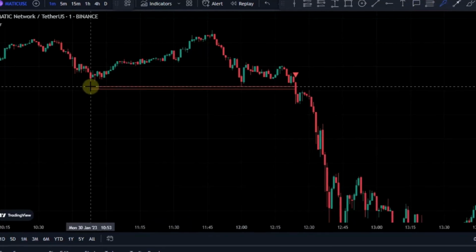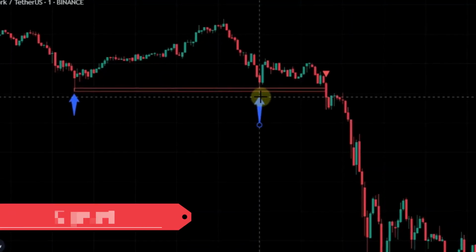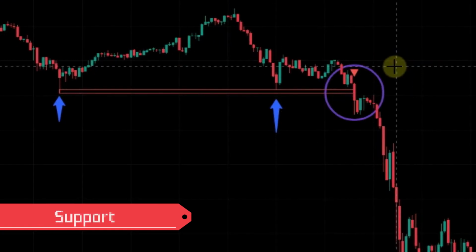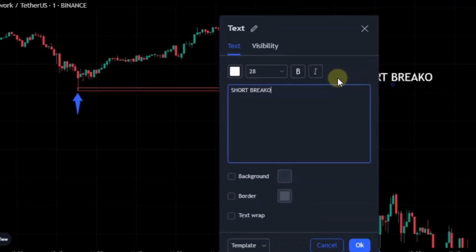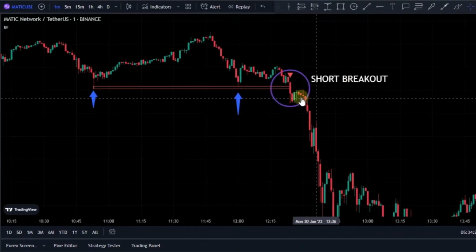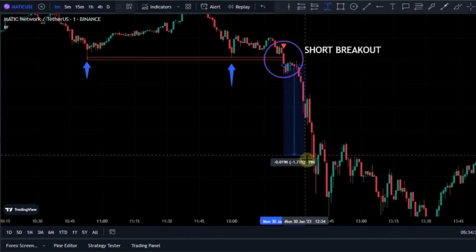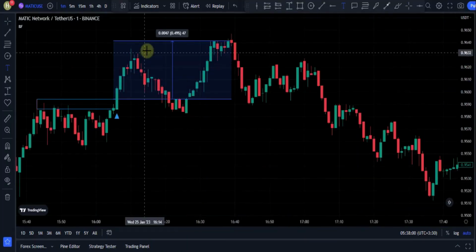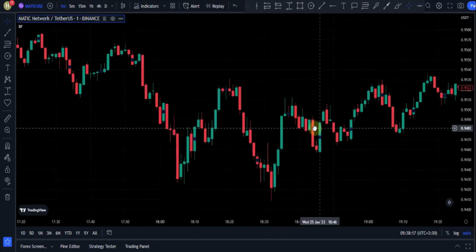In this one, there was a support area that was tested several times and a sell signal was issued when the breakout happened. So let's check some examples together to see how accurate these signals are.